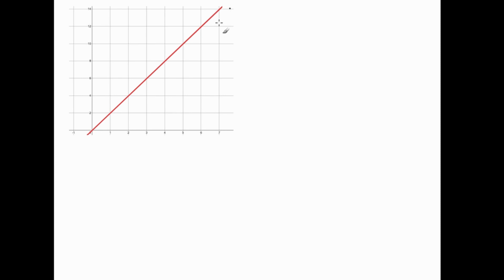So let's say we have a graph, and on the x-axis is your time in seconds, and your y-axis is your position in meters from a specific point, from your starting point. Let's say you're just walking down a path, and you sketch this graph from your starting point. So at 2 seconds, you're 4 meters away, at 4 seconds, you're 8 meters away, and so on.